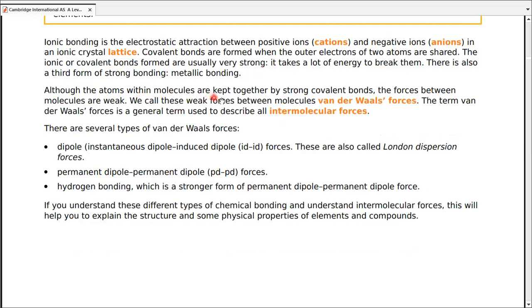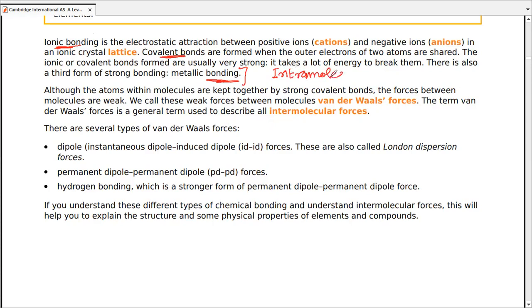Now, although the atoms within molecules are kept together by strong covalent bonds, the forces between the molecules are weak. We used to call these forces van der Waals forces. Van der Waals is a term that has hardly been used once or twice in the entire IGCSE book. All right. So the general term to describe them all was intermolecular forces. So let me clarify. The types of bonding we have been discussing previously, ionic, covalent, metallic, these are intramolecular forces.